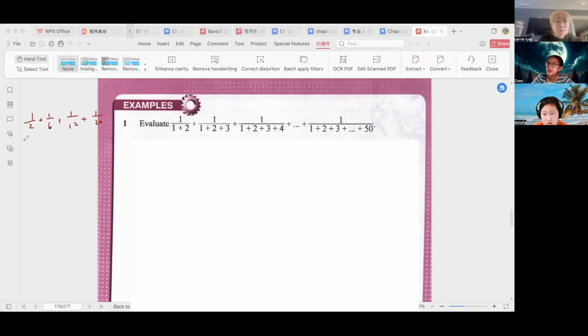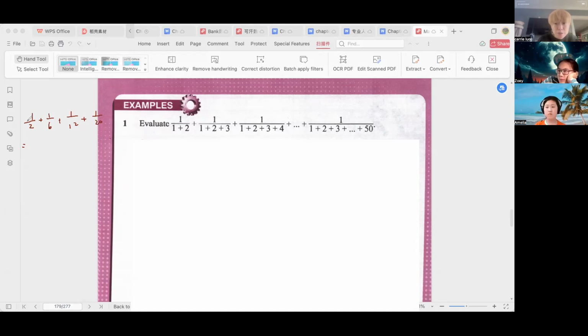Yes? Okay. First of all, we can put them into the same denominator, right? But it's going to be super hard, because for 2, 6, 12, 20, we need to find the lowest common multiple for four numbers. Then we make them the same denominator and then we change it. So it's going to be too hard to do that.